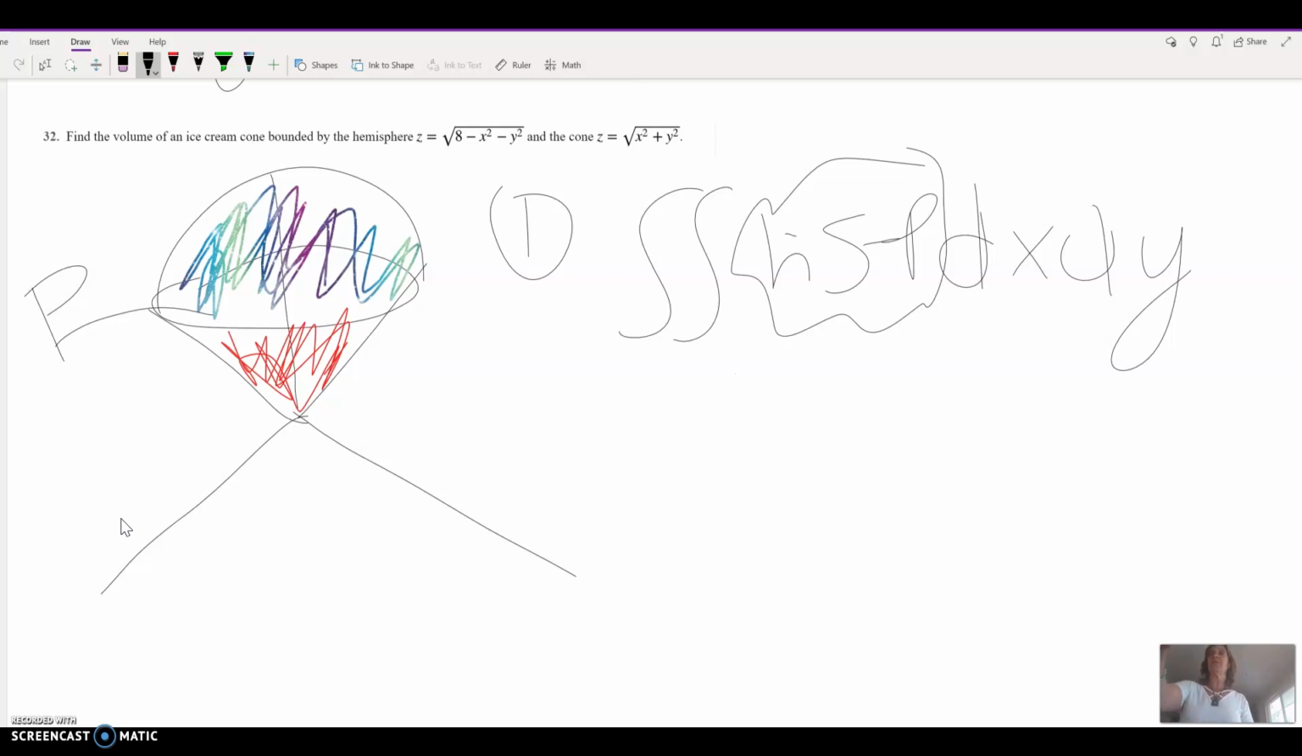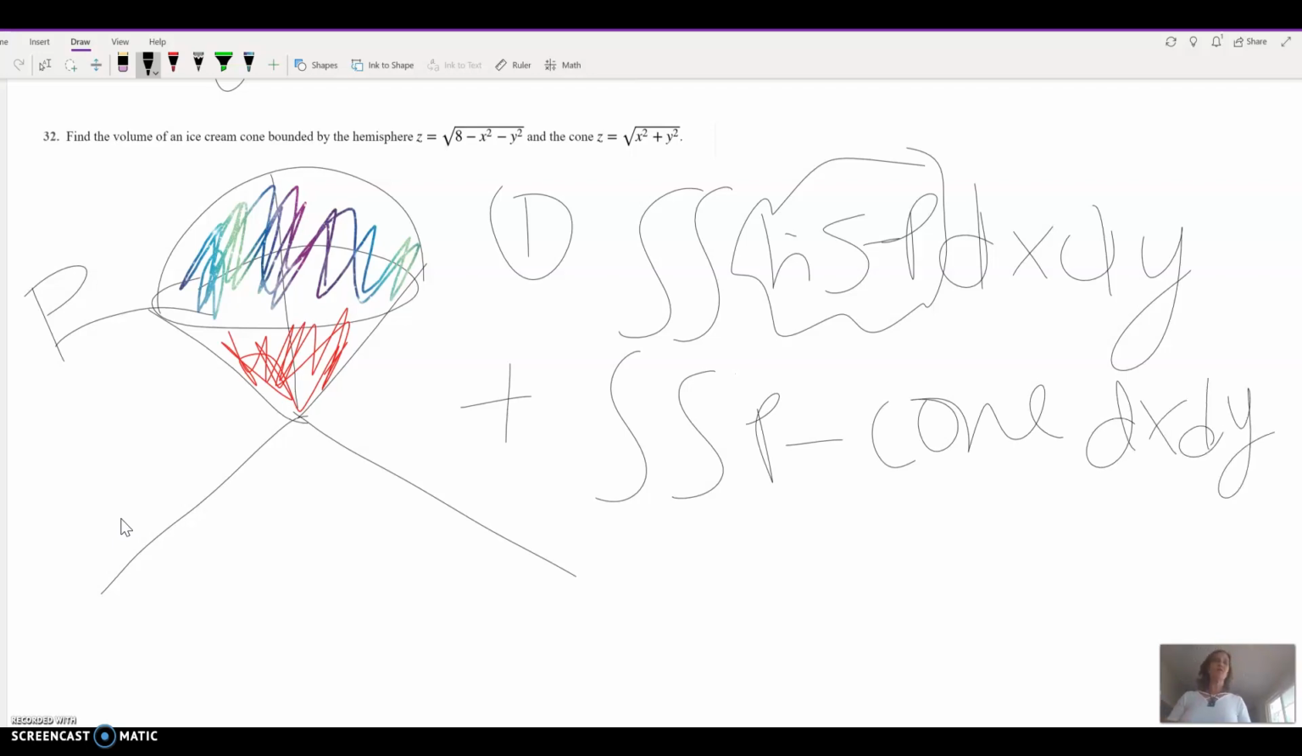That is only the volume in this first part. Plus, I have to add the volume from the plane to the cone, right? And again, that plane is not the XY plane. Plane to the cone. So the surface is going to be that plane minus the cone. And then I need to still come up with my dx and dy. So that looks really annoying.